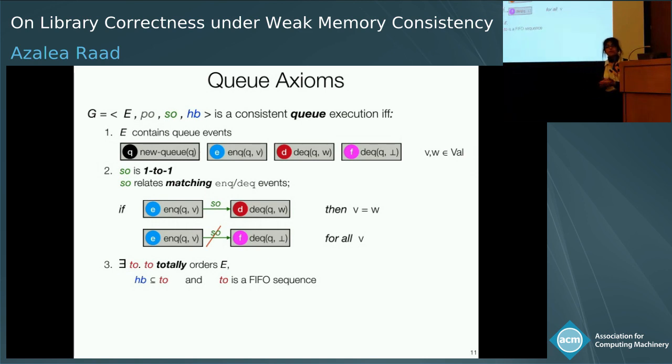I wanted to show you that the framework doesn't necessarily need to require this total execution order, because we want to support weaker behaviors. But whenever you need stronger guarantees, for instance for the queue, you can encode it as an extra axiom here. And this is what we have done. And this is my queue specification.